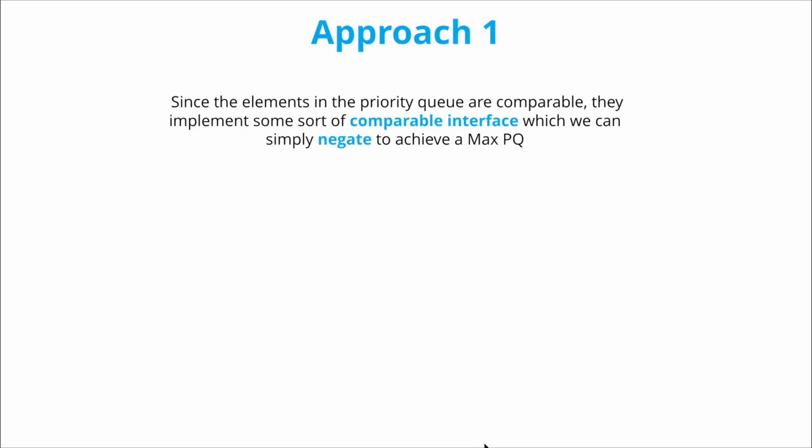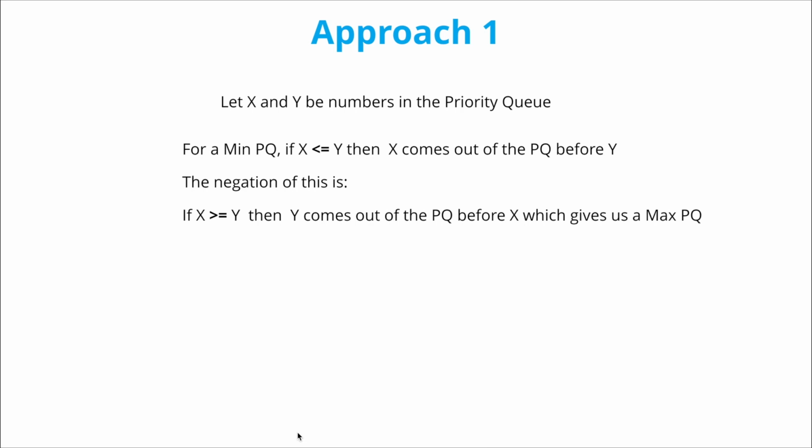Now, since the elements in the priority queue are comparable, they implement some sort of comparable interface which we can simply negate to achieve a max priority queue. So what does this mean? Now let x and y be numbers in the priority queue. For a min priority queue, if x is less than or equal to y, then x comes out of the priority queue before y, right? This is the normal behavior of a min priority queue.